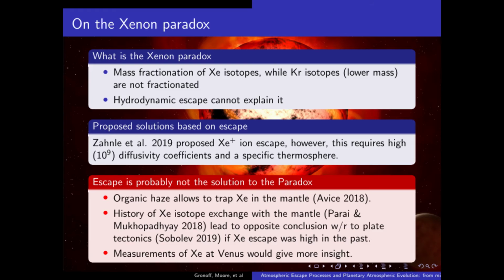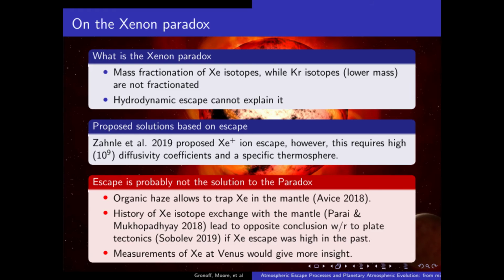And considering that there is way less xenon than other species like krypton, it was proposed that we had way more escape through ion escape. And Zahnle et al. 2019 proposed a mechanism for this. However, this process requires a high diffusivity coefficient and a very specific thermosphere and can be really criticized here.